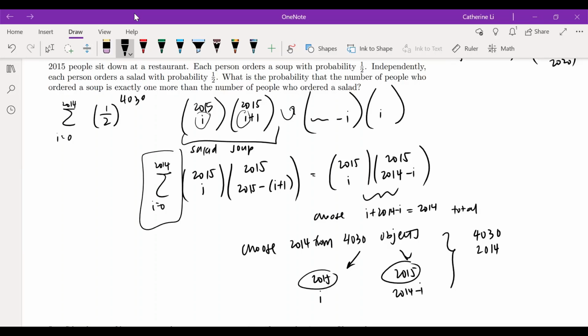Yeah, so this is a common trick or manipulation that you can do. And then, of course, we have to divide by 2 to the 4,030, and then that's the answer. It's not a numerical answer because they don't necessarily need one. You just have to find this expression.